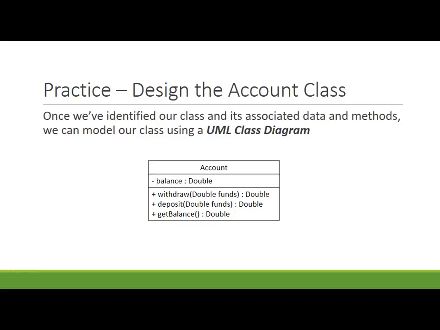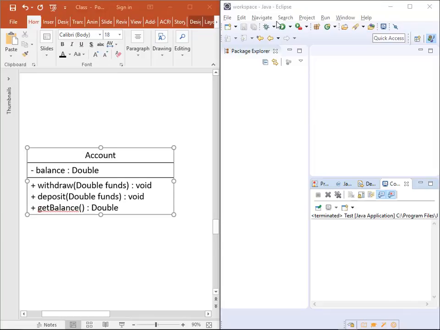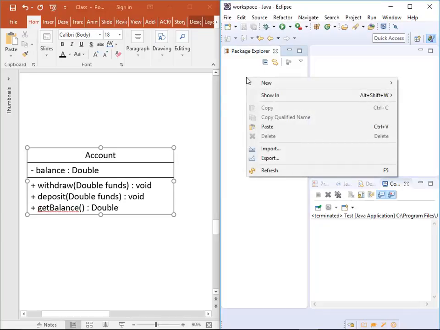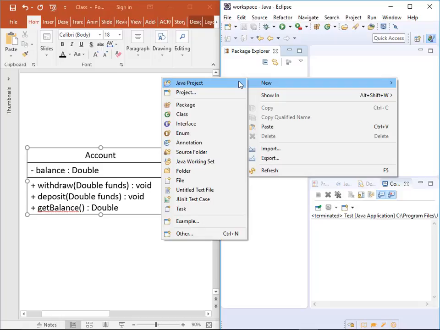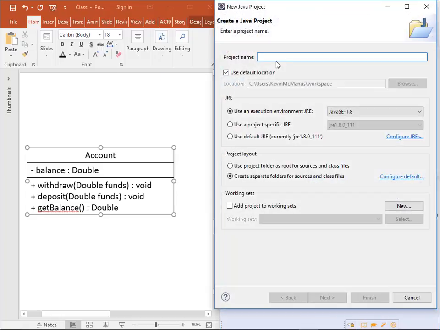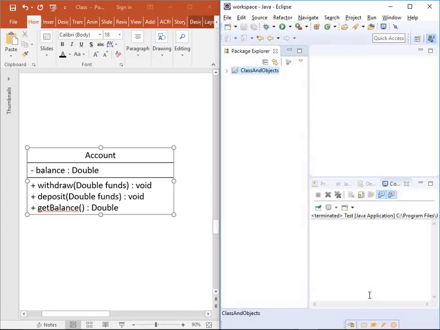We now have all the information based from the requirements and the design to go about implementing and coding this class. After we've opened up Eclipse, we're going to go ahead and create a new Java project. So go ahead and select New Java Project. And in the project name, we're going to call it Class and Objects. Once the name has been entered, go ahead and click the Finish button.